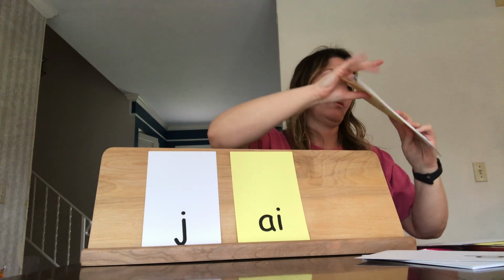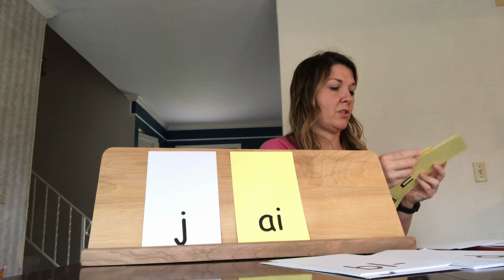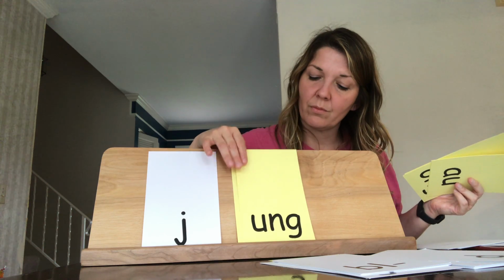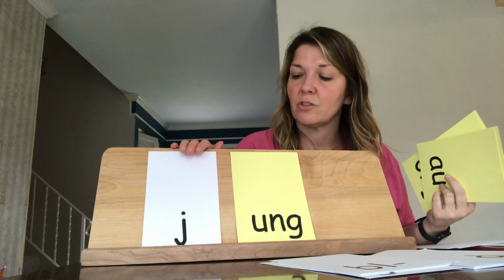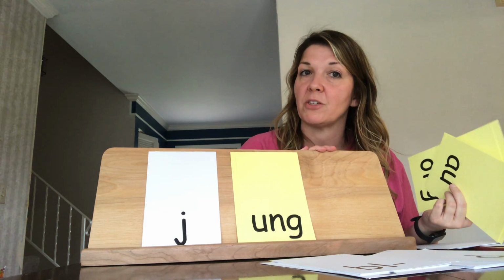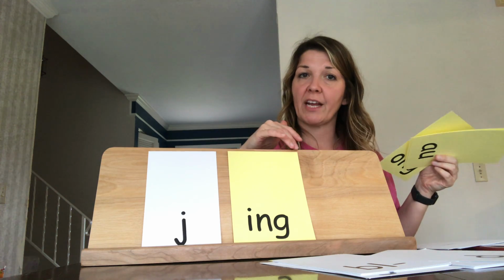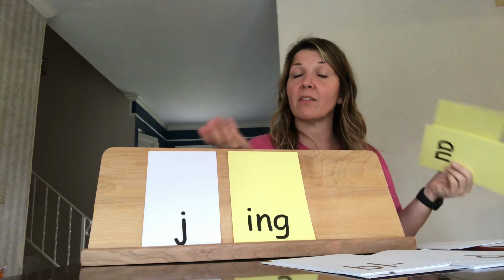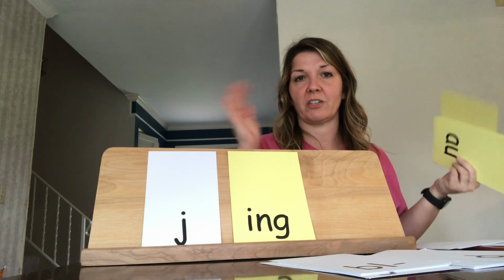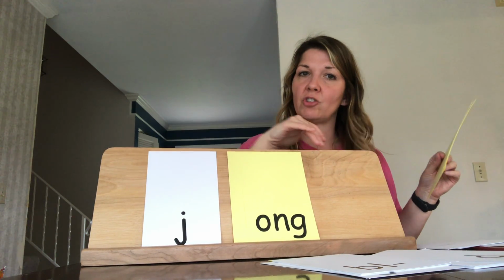And try to find some of the NG groups. There we go. Jung, jung. Ooh, if we added an LE, it would be jungle. Jing, jing. Almost same thing though. If we added an LE, it would be jingle, like jingle bells. Jong, jong.